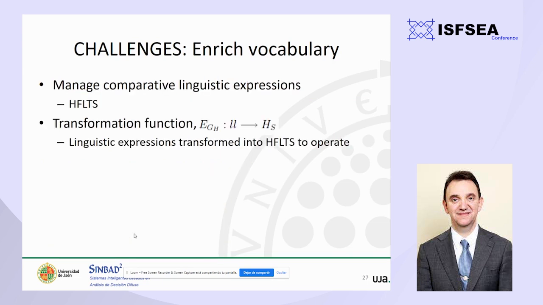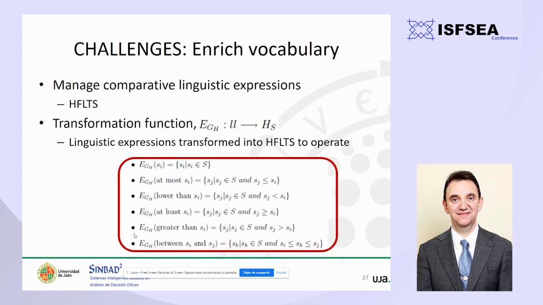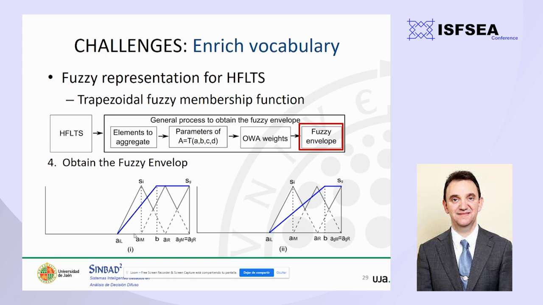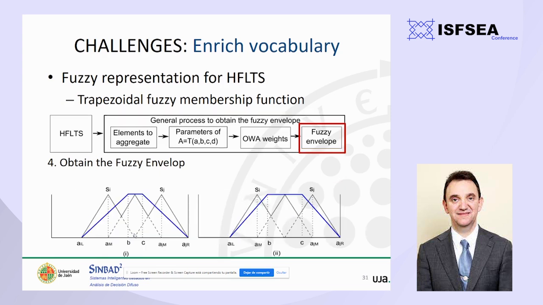So the main issue with these expressions is how to translate them into a manipulable language. We transform these expressions into hesitant fuzzy linguistic term sets, and from these linguistic term sets we need to compute with them. So we propose to transform the hesitant fuzzy linguistic term set into a fuzzy membership function that represents its semantics by means of computing a fuzzy envelope. According to the different expressions, we will obtain different kinds of fuzzy membership functions.